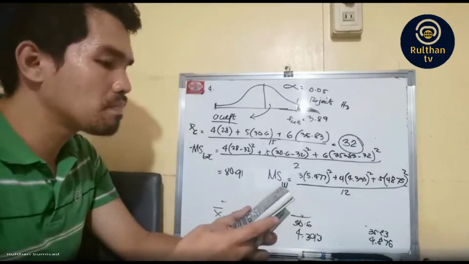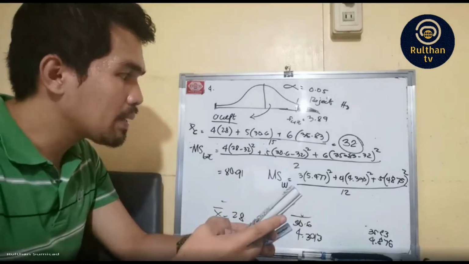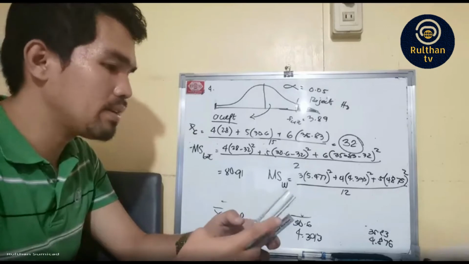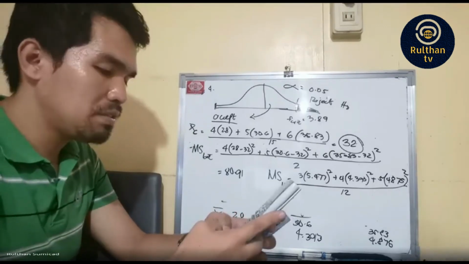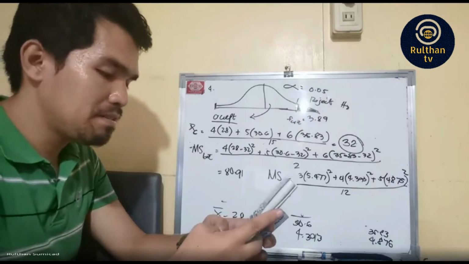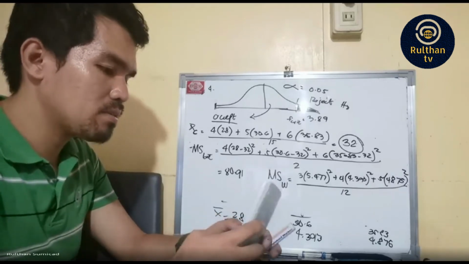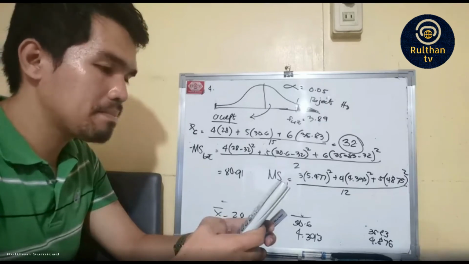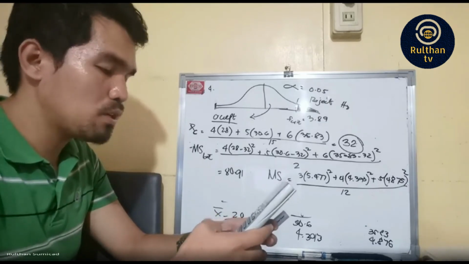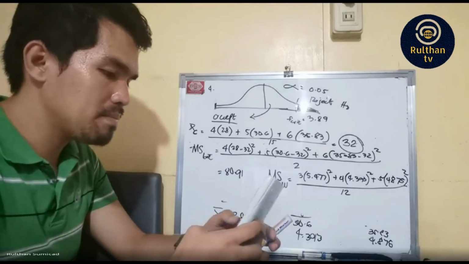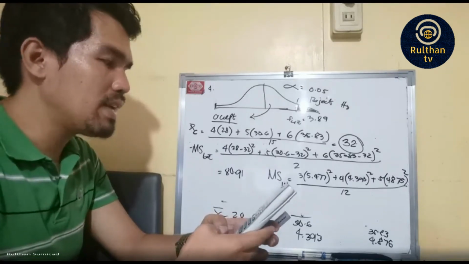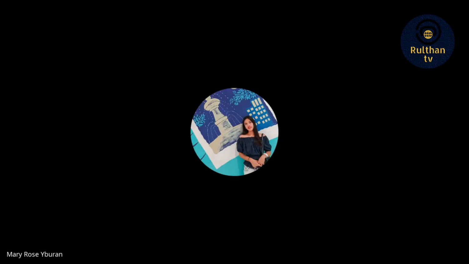Okay, let's solve. 3 times 5.477 squared, plus 4 times 4.393 squared, plus 5 times 4.875 squared, divided by 12. What is your answer? 23.83.